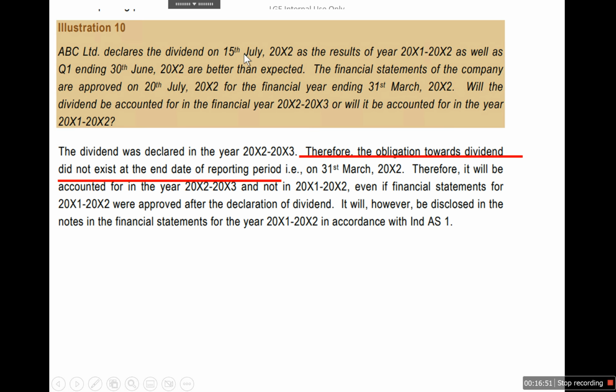Next, ABC Limited declares a dividend on 15 July as the results of X1 and X2, as well as the quarter ending 30th June X2, are better than expected. The financial statements of the company are approved on 20th July X2 for the financial year ending March X2. Will the dividend be accounted for in X2 and X3, or in the year X1 and X2? The dividend was declared in X2, X3, and there was no obligation towards the dividend at the end of the reporting period. So it will be disclosed in X1 and X2, but will be accounted for in X2 and X3, not in X1, X2.